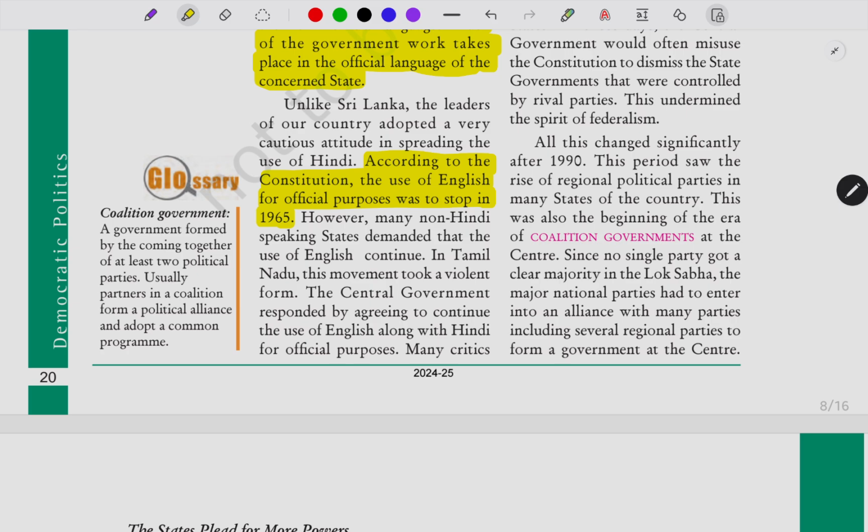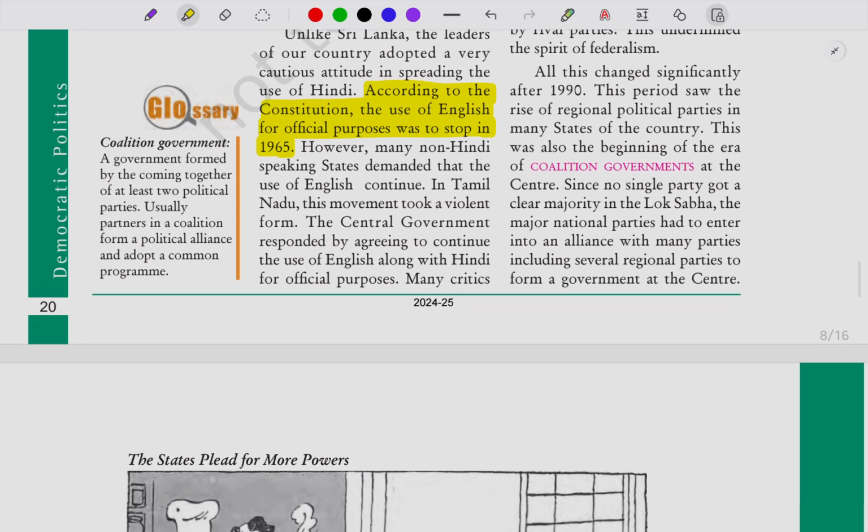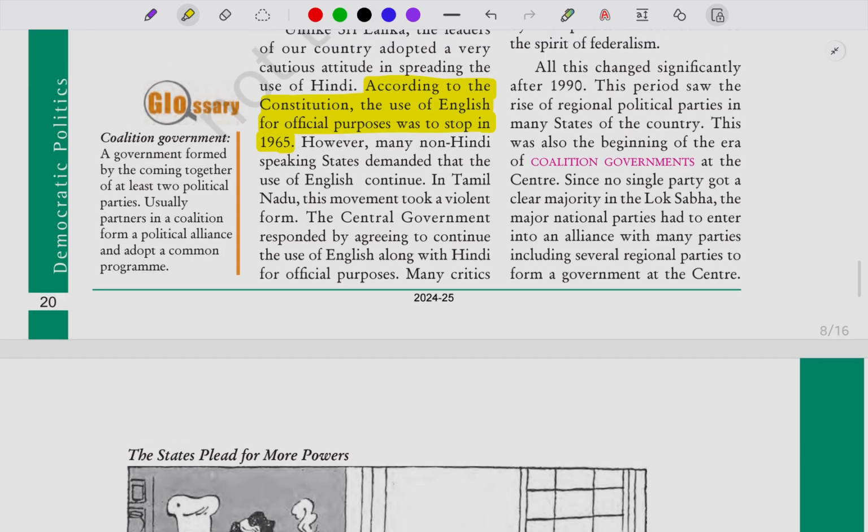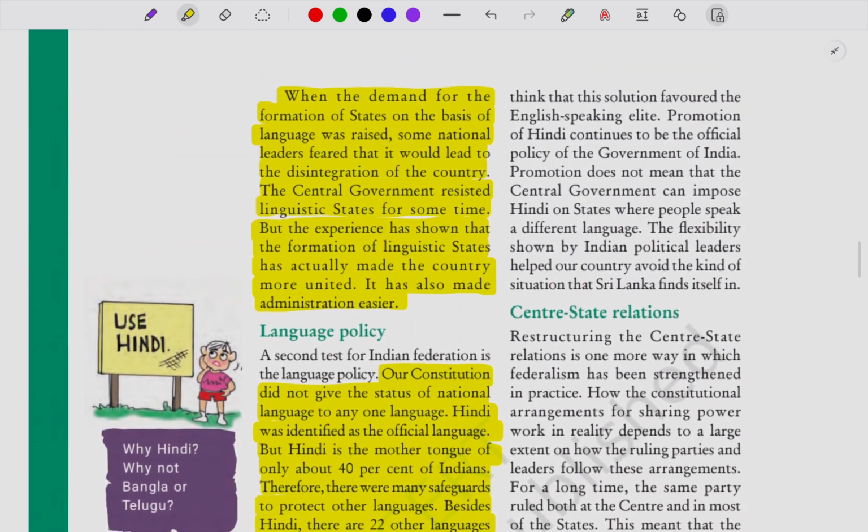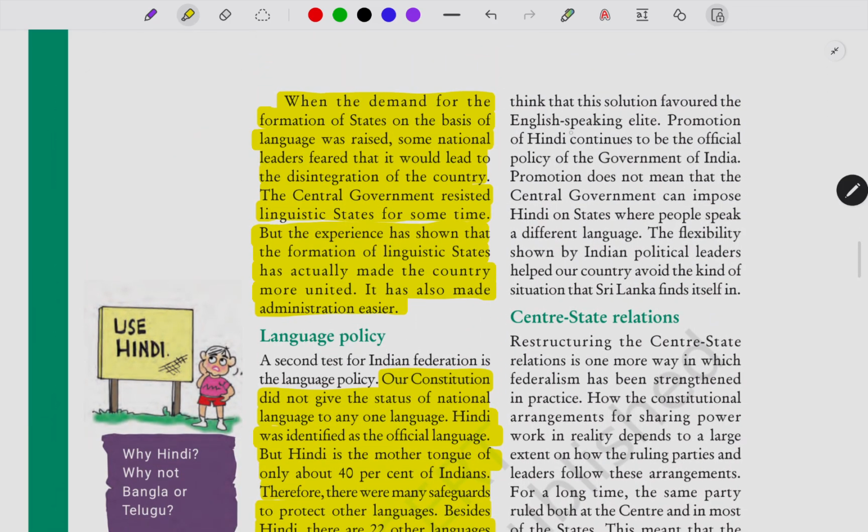However, many non-Hindi speaking states demanded that the use of English continue. In Tamil Nadu, this movement took a violent form. The central government responded by agreeing to continue the use of English along with Hindi for official purposes. Many critics think that this solution favored the English speaking elite. Promotion of Hindi continues to be the official policy of the Government of India. Promotion does not mean that the central government can impose Hindi on states where people speak a different language.